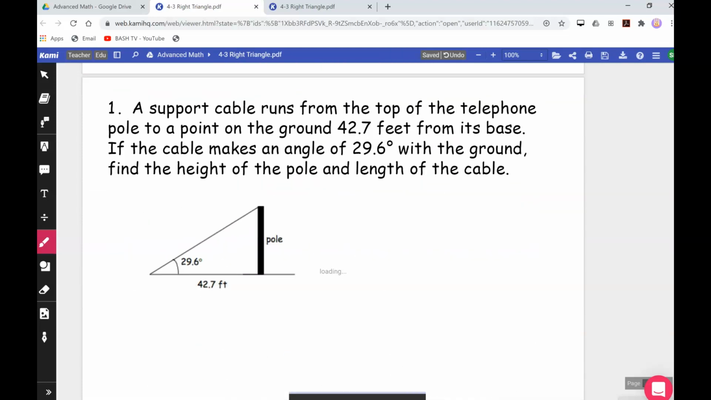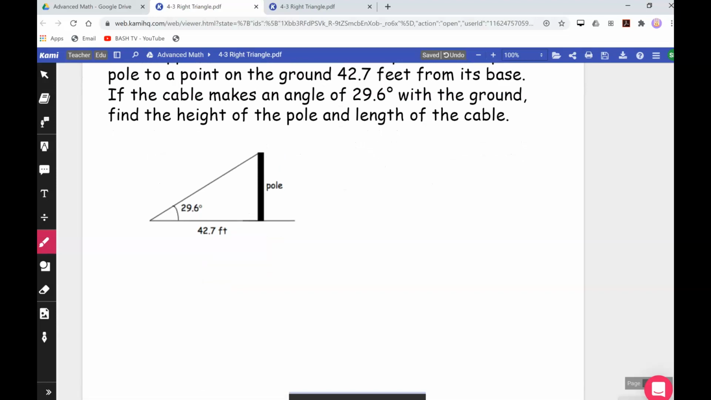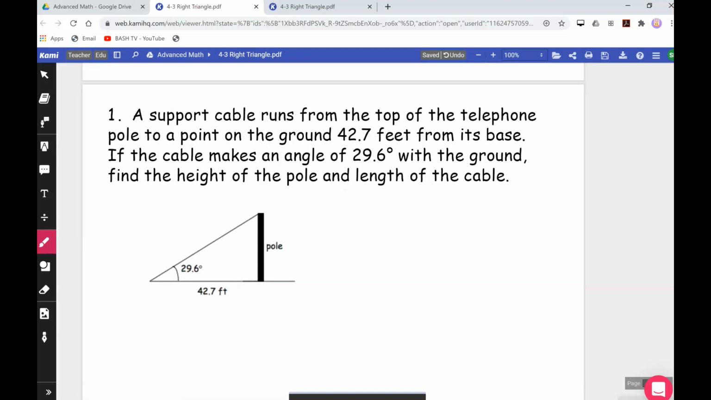All right. So the first one here is kind of a basic problem. And this one we do get a picture with it, so that's helpful. The problem here is: a support cable runs from the top of a telephone pole to the point on the ground 42.7 feet from its base. If the cable makes an angle of 29.6 degrees with the ground, find the height of the pole and the length of the cable. So you can see the picture below.